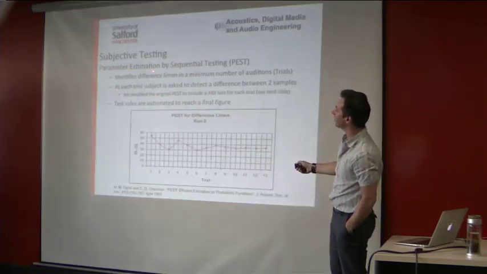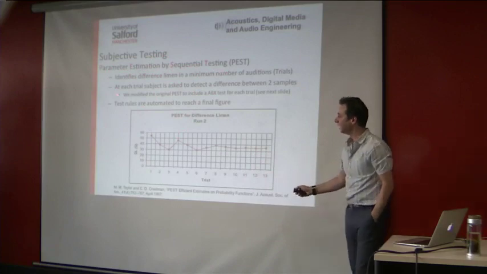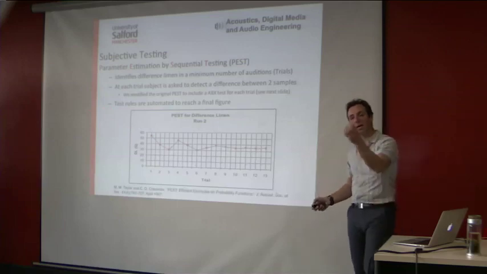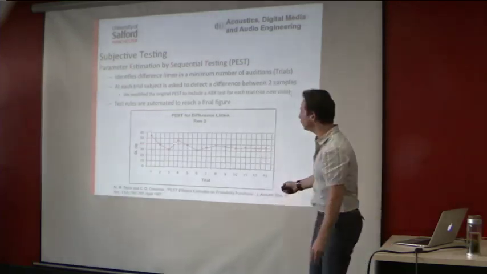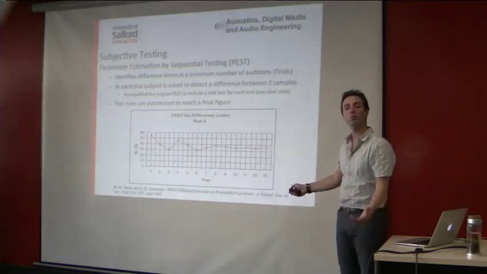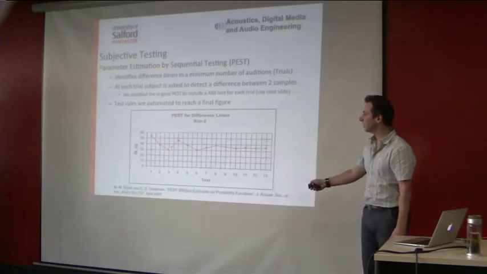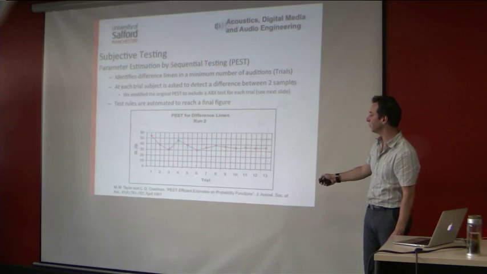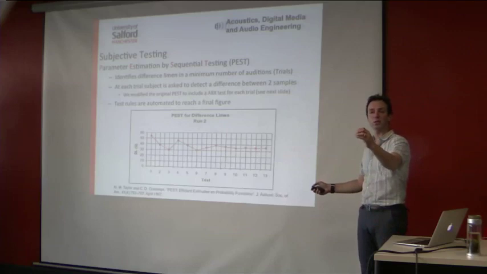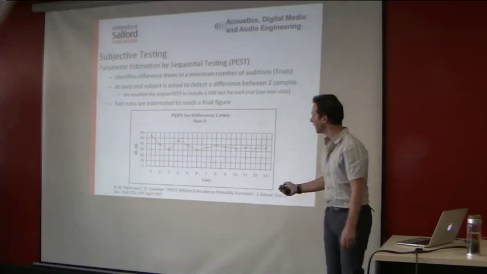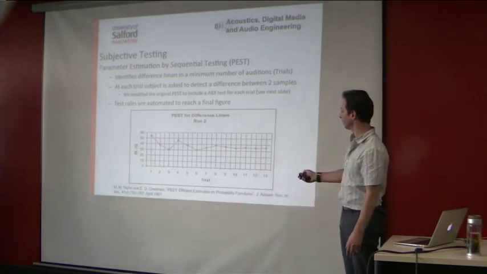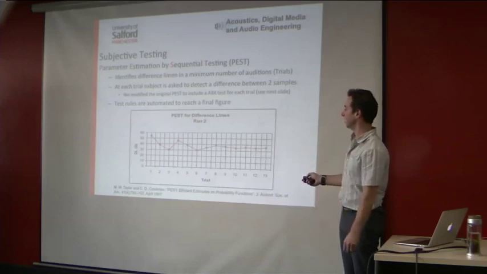It's called the parameter estimation by sequential testing. And it's basically a set of rules that tells you, start with a really large difference, and then depending on the subject's answer, you change to the next sample accordingly. So you might make a big step jump or you might make a small step jump. And usually what you end up doing is you zigzag around the threshold very quickly, and in around 10 to 15 auditions you end up converging to the threshold itself very, very quickly. Okay? Obviously a lot more detail could be said about this, but we're kind of running through. So if you want more detail, I can tell you at the end.